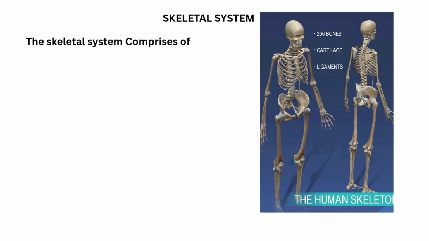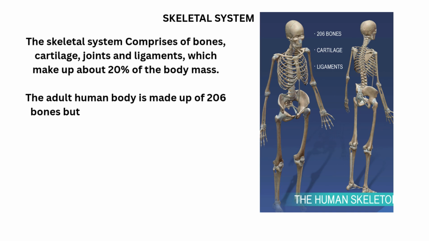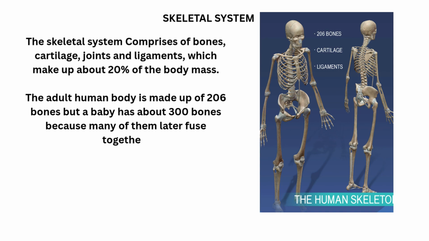The skeletal system comprises bones, cartilage, joints, and ligaments, which make up about 20% of the body mass. The adult human body is made up of 206 bones, but a baby has about 300 bones because many of them later fuse together.